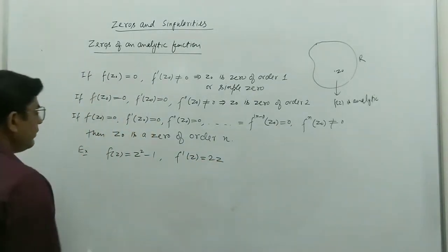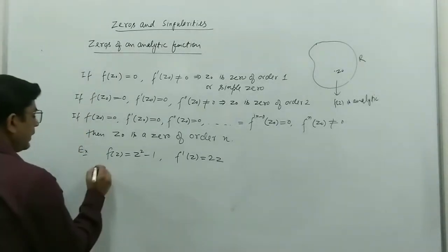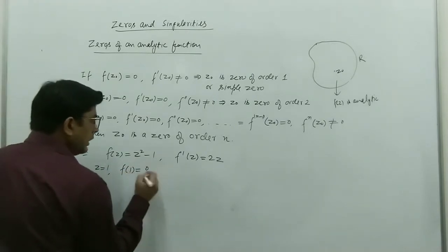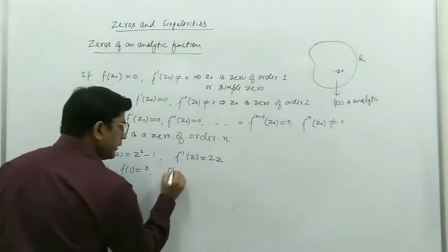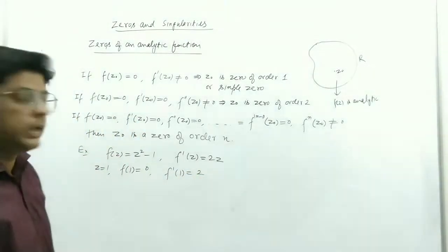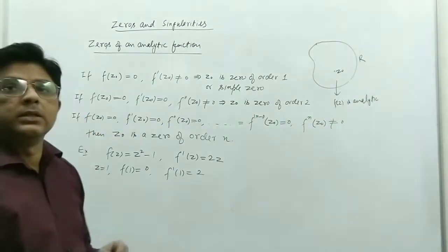Okay, so here we said that z equal to 1 is a 0. If we put z equal to 1, f(1) will be 0. But if we put z equal to 1 in f dash, f'(1) is not 0, it is equal to 2. It means z equal to 1 is a 0 of order 1 or simple 0.